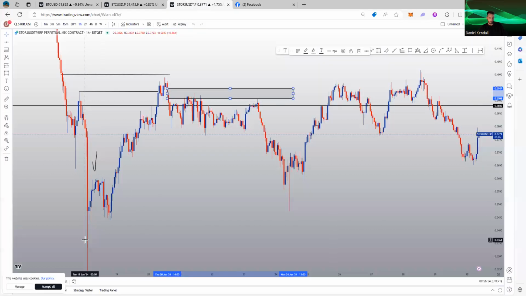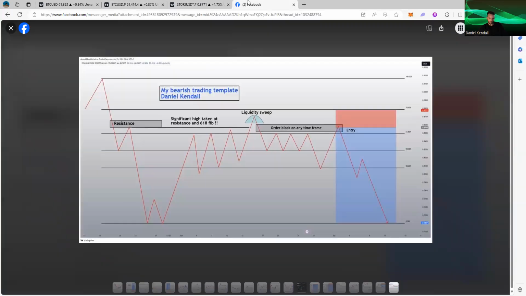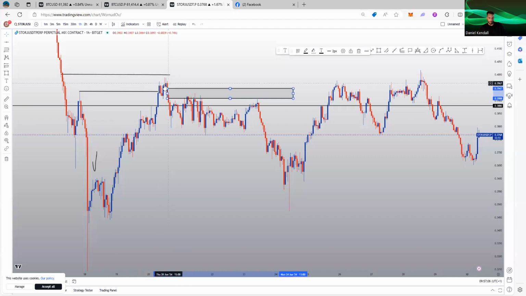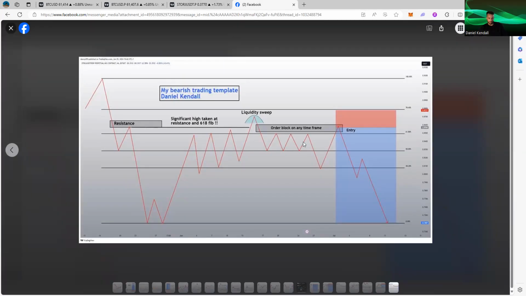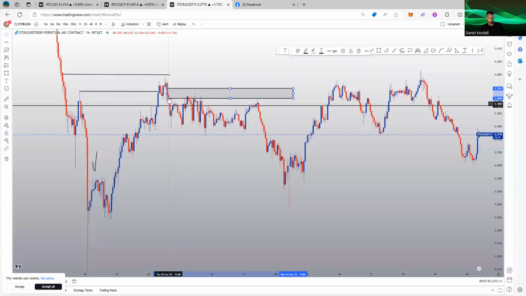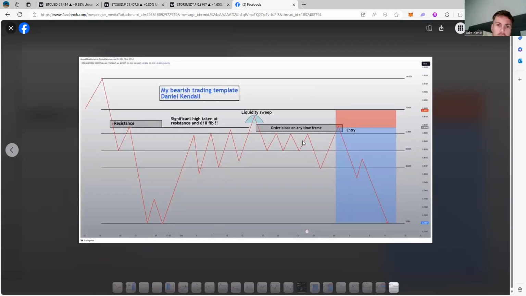And then once we dropped there, we started to recover back up to resistance. We then had the sweep above liquidity, 61.8, which is what we had there. Take out that liquidity, resistance, 61.8, trace back in, order block in that leg there, which was this one. And then there was your entry there, back down.